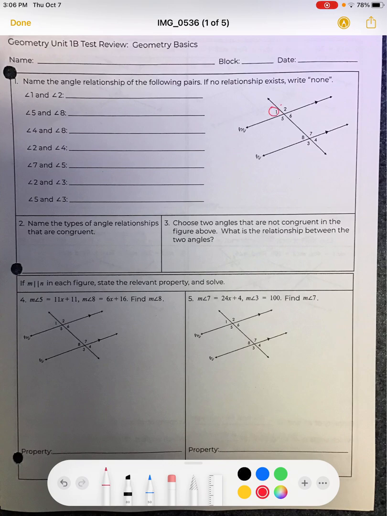First one we're looking at is angle 1 and angle 2. When they are side by side like that, that's called a linear pair. They make a straight line. Okay, let's erase that one.